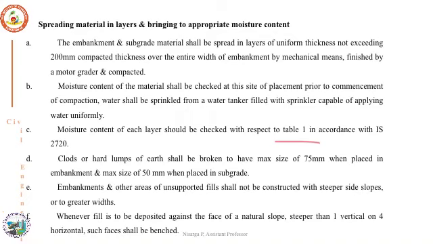If any clots or hard lumps are there, they have to be broken. When the embankment is constructed, the hard lumps should not have a maximum size exceeding 75 mm, and the lump size should not be more than 50 mm when placed in the subgrade. When the embankment is constructed, care should be taken that there is no steeper side slope or greater width of the embankment. When the fill is deposited, for a slope steeper than 1 vertical to 4 horizontal, it has to be benched. Generally, we keep the slope of the embankment as flat as possible.